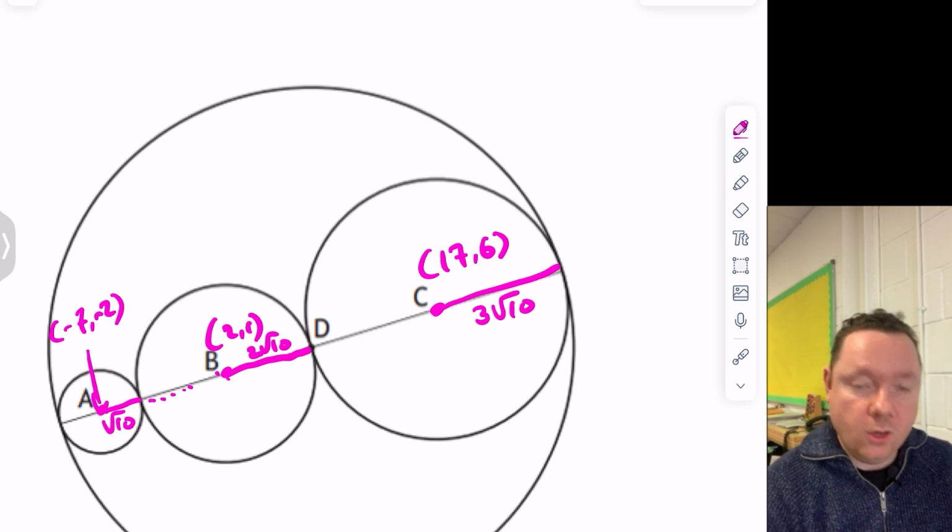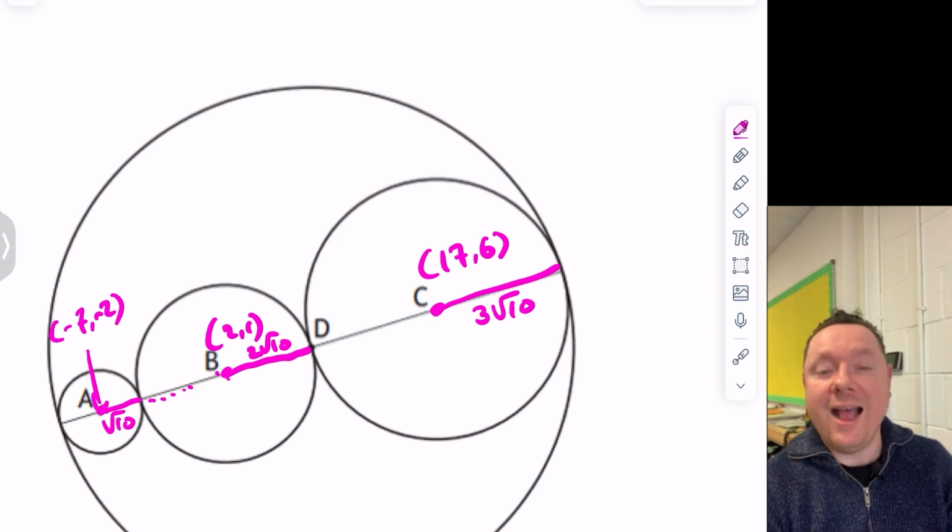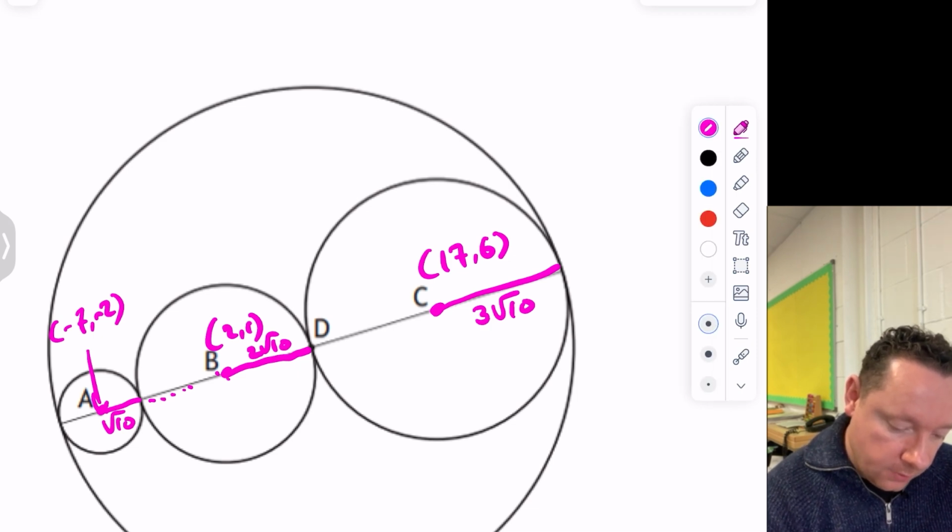And for us to get the equation of a circle, we need two things. We need the radius of the circle and its centre. Well, do we know the radius? Well, let's just use a different colour. This distance here is also 3 root 10.